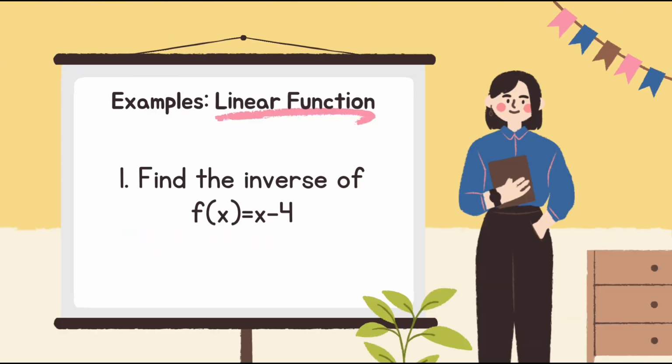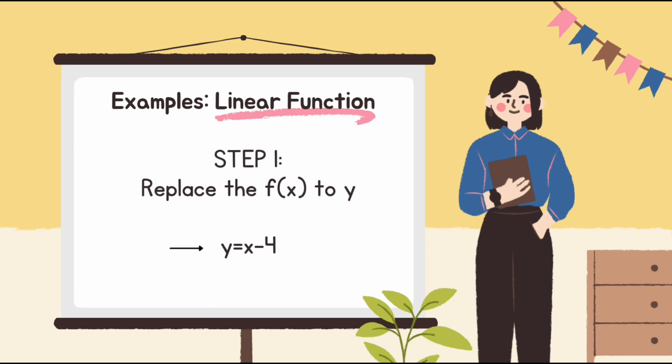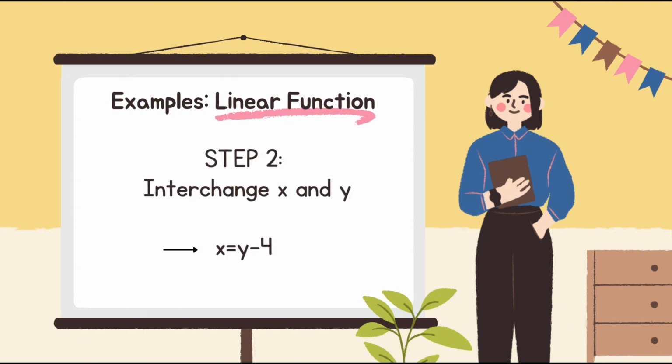Let's have an example for linear function. Find the inverse of f of x is equal to x minus 4. We have 4 steps to follow. Step 1, replace the f of x with y. So we have now y is equal to x minus 4. Step 2, interchange x and y. So we have x is equal to y minus 4.